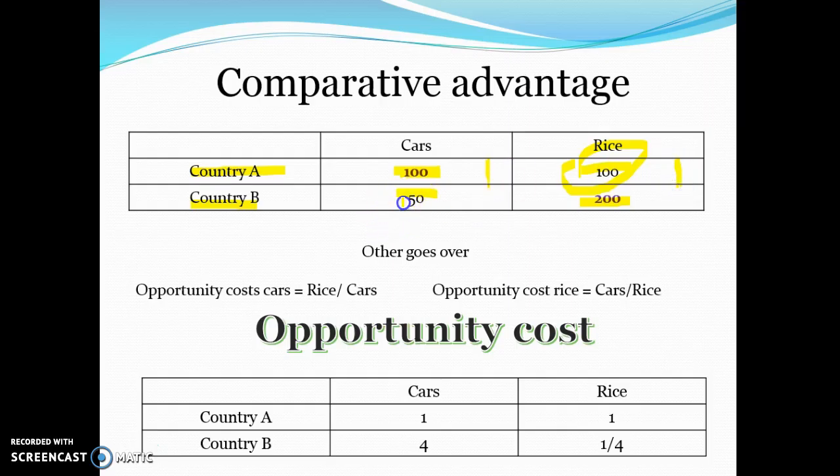If you want to work out the opportunity cost for country B of producing a car, you do 200, so the other one, divided by this one. So the opportunity cost for country B of making another car is equal to 4. They have to give up 4 units of rice every time they make an extra car. And the opportunity cost of producing rice would be 50 divided by 200, or 1/4. So if these two countries were to trade and specialise, country A would specialise in cars because they have a lower opportunity cost, and country B would specialise in rice. That's how opportunity cost works.